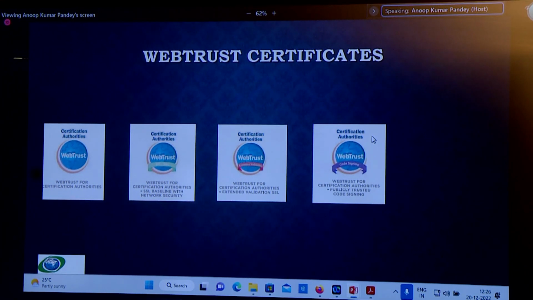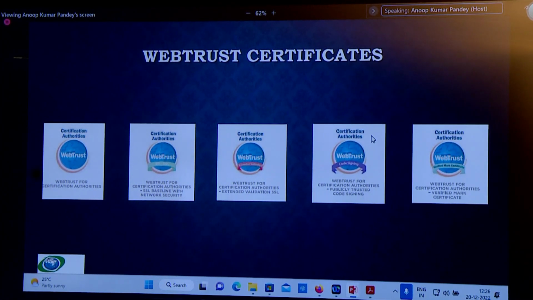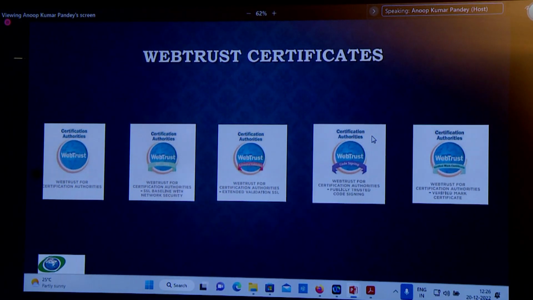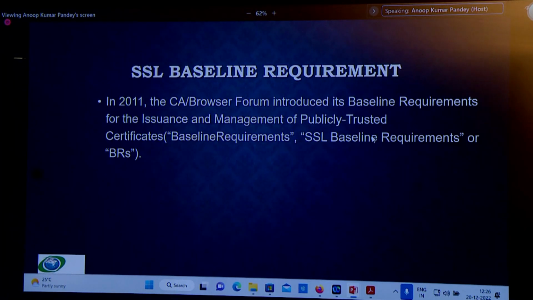Then you have code signing. You develop code and you want to protect that entire code, so code signing certificates come into the picture. And then you have a verified mark certificate. So these are the different certificates you can get. Most of the time we have confusion whether WebTrust is only for SSL. No, it need not be. WebTrust has different criteria. These are the seals you can put on your website. Once you are audited and approved, you will get a seal. These seals can be put on your web portal.